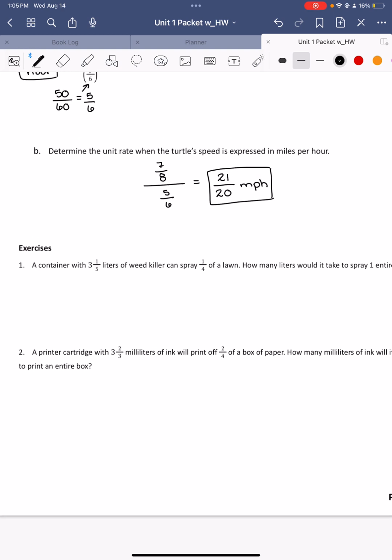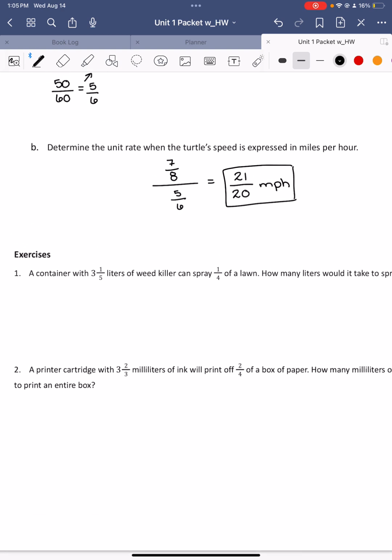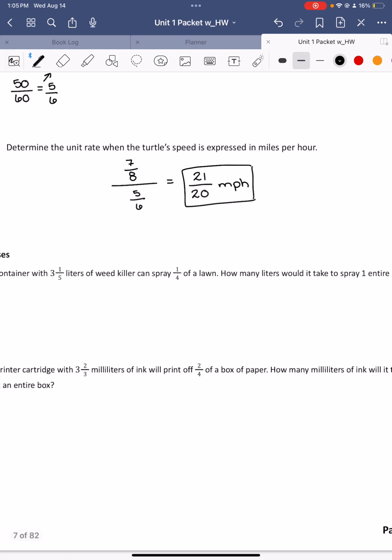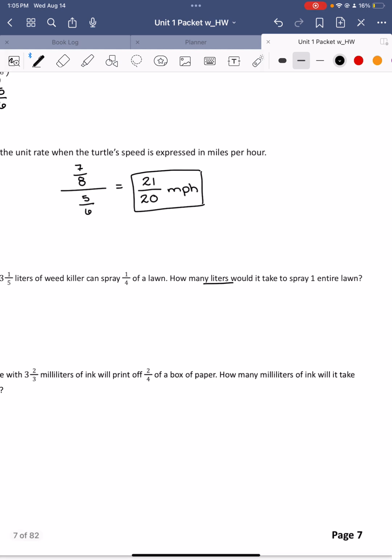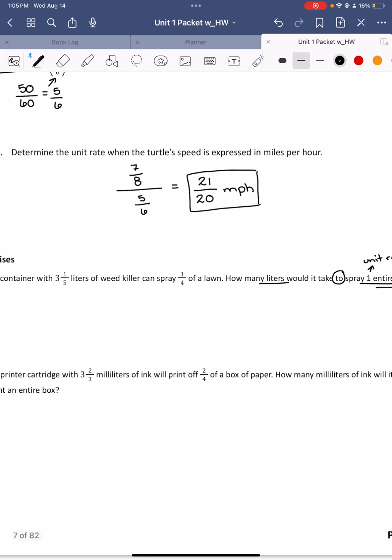Some exercises. So first one says, a container with 3 1/5 liters of weed killer can spray a quarter of a lawn. How many liters would it take to spray 1 entire lawn? Okay, so again, we're going to go ahead and create our label. It says, how many liters would it take to spray 1 lawn? Well, 1, remember, tells us that we should be finding our unit rate. So I'm going to set up my label.